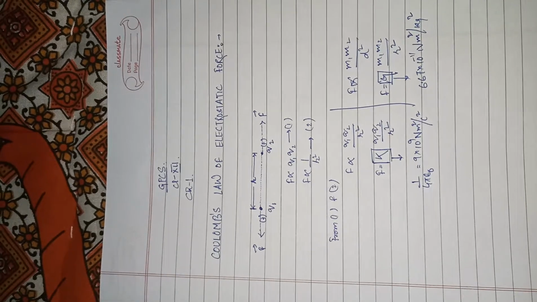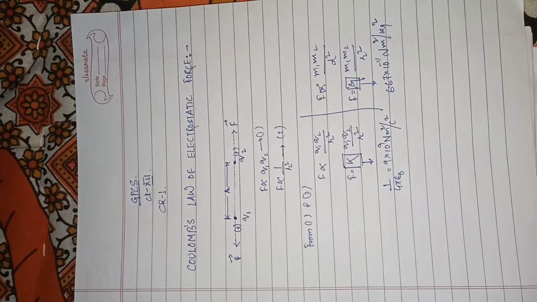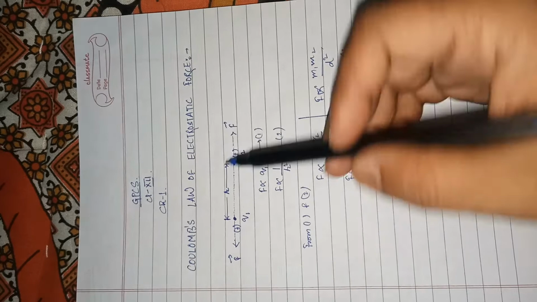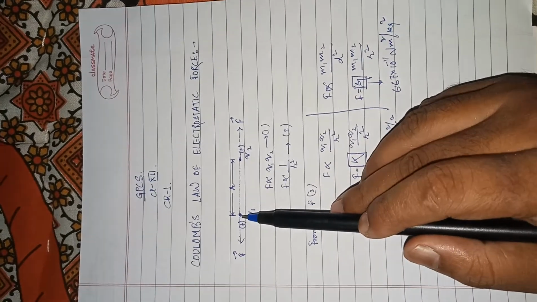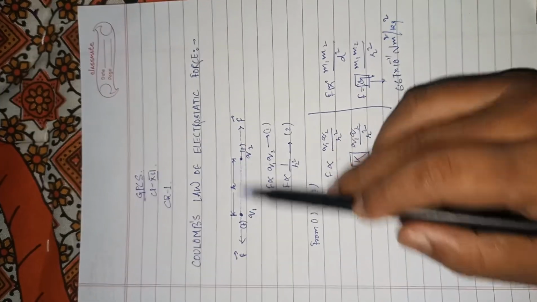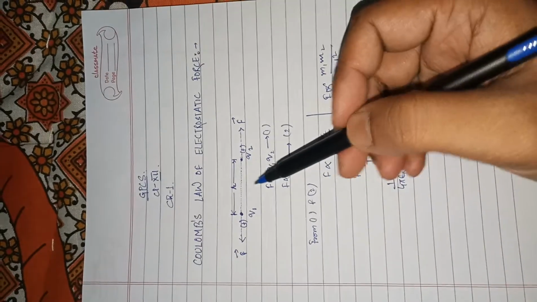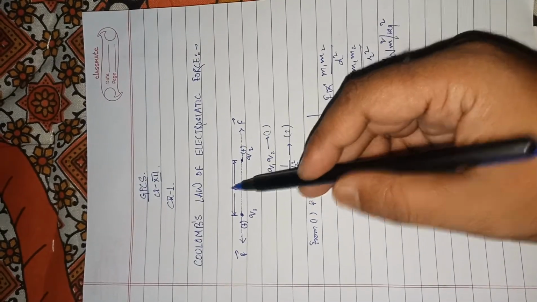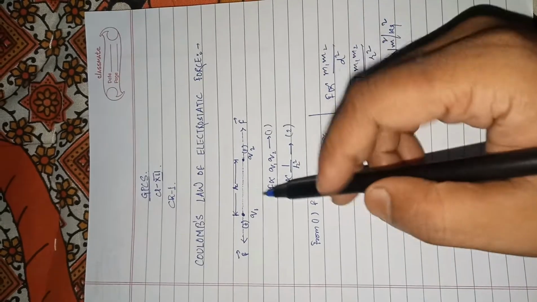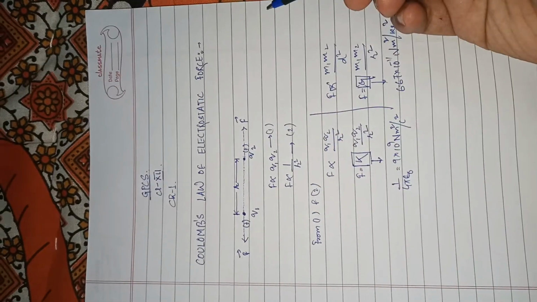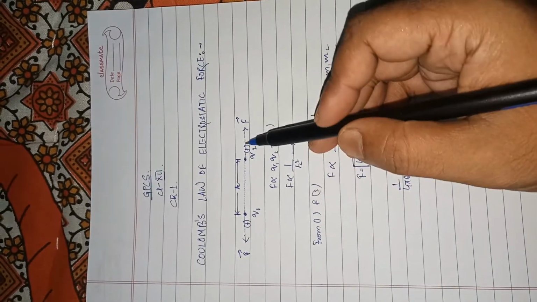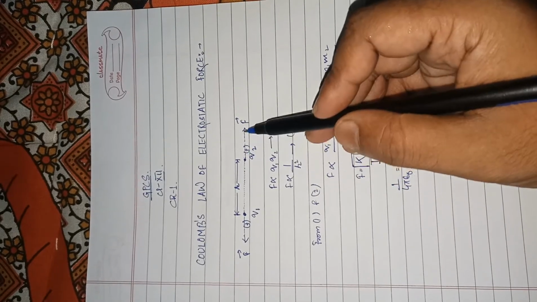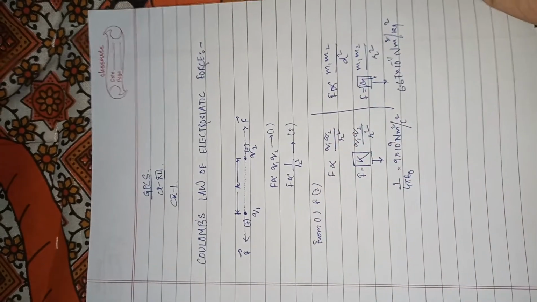So hello guys, today we are going to check Coulomb's law of electrostatic force. For that, we have taken two charges Q1 and Q2, both positive, and kept them separated from each other at a distance of r. Now what will happen? Since they are of the same charge, they repel each other, so they will experience a force in opposite directions.